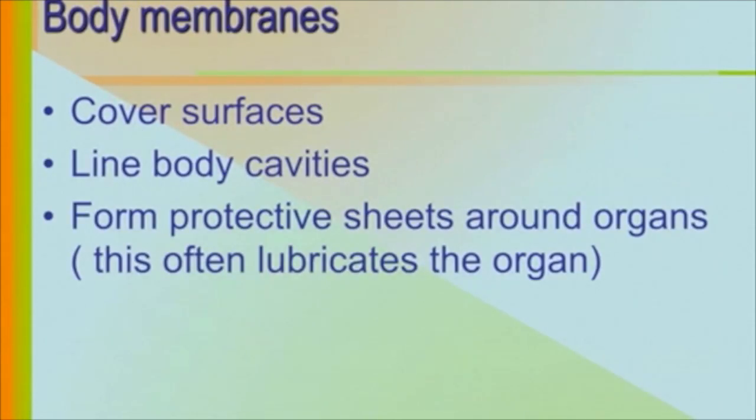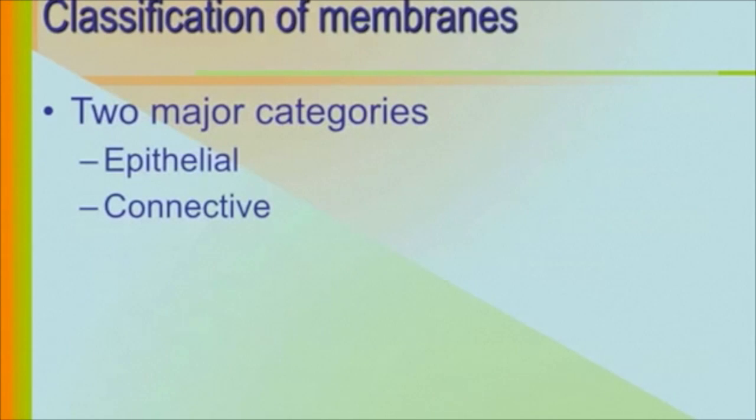Alright, body membranes. These cover body surfaces, line body cavities, and form protective sheets around organs. In essence, this often lubricates the organ. Alright, classification of body membranes. We can break it down into 2 major categories, epithelial and connective.